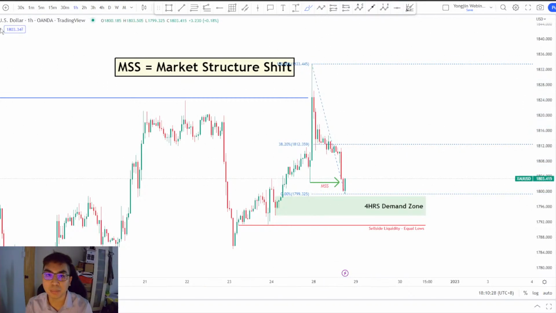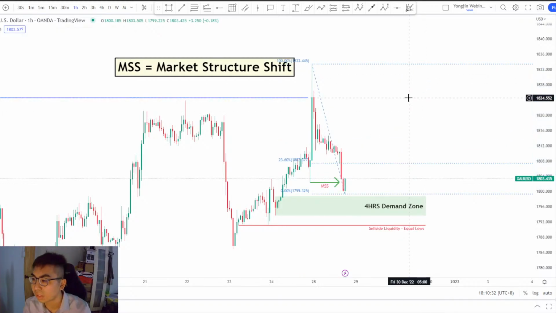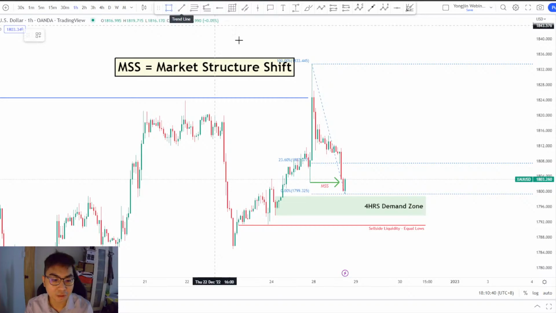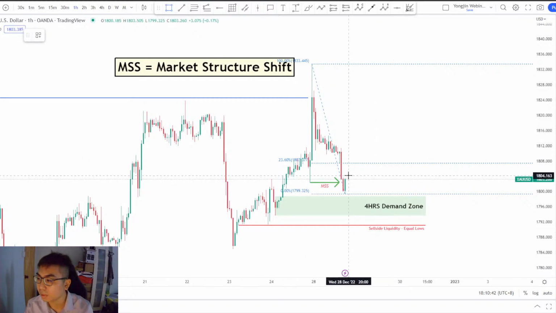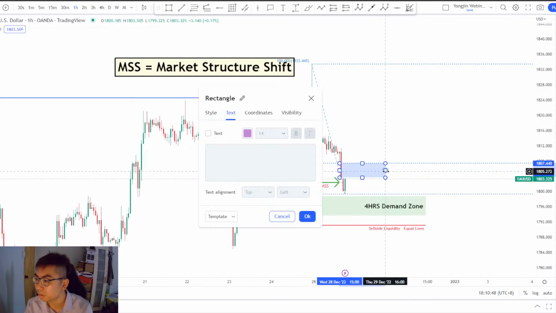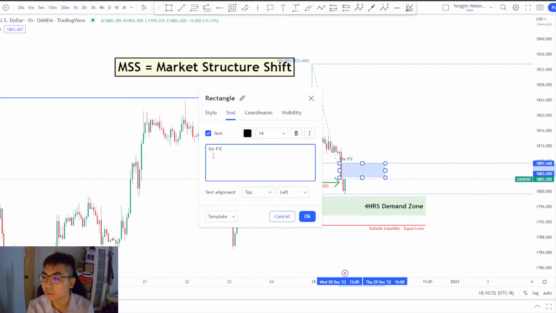The first area that I'm looking at will be the 23.6% area. So what does this coincide with? It coincides with the fair value gap. There's a fair value gap right there. Box blue, 1 hour fair value gap.